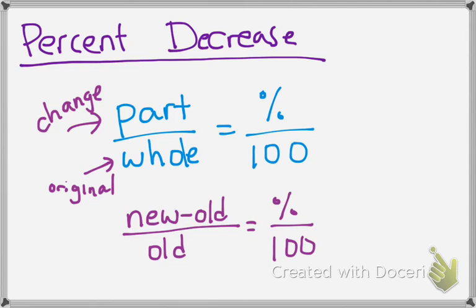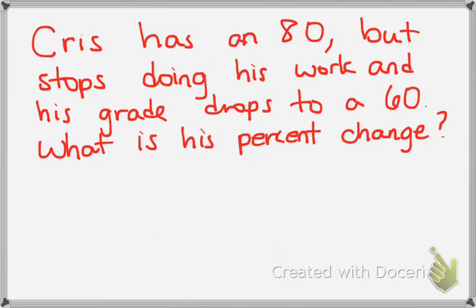So let's do a quick example. Okay, so it says Chris has an 80 in class, but stops doing his work in class, and his grade drops to a 60. What is his percent change? Well, the first thing we notice is that our two numbers are 80 and 60. The 80 is what he has. So if you want to think about that, that's our old grade. And the 60 is what it drops to. So that's our new grade.